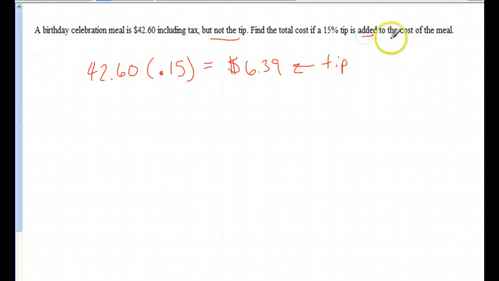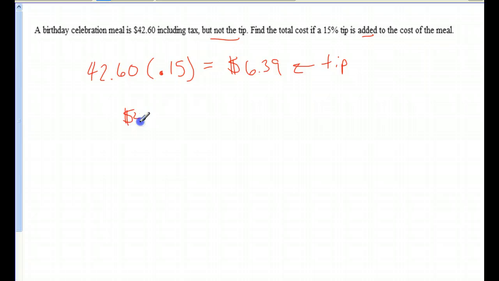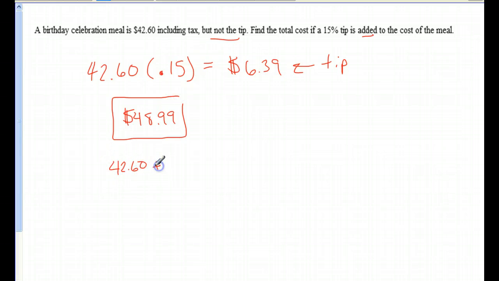But then we're adding it to the cost. So find the total cost after we add that. So we add that to the $42.60, and we get $48.99. And again, that just came from $42.60 plus $6.39. That's where that number's coming from.